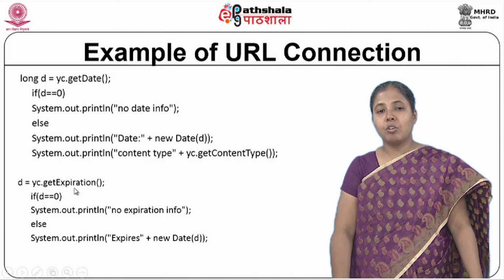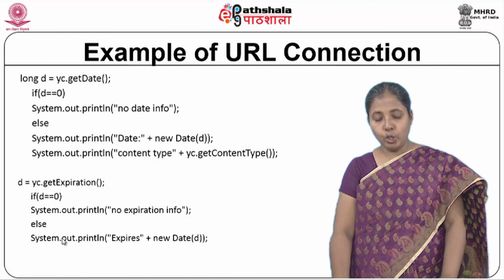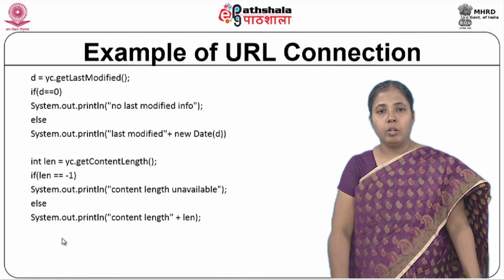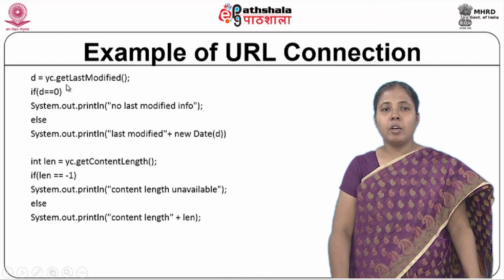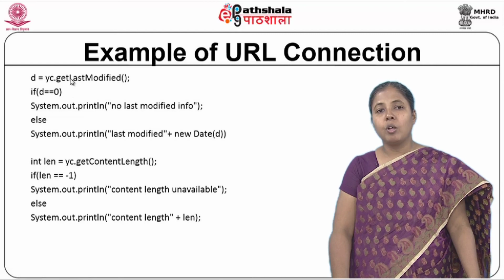So, getExpiration. This is also a date. We try to print the expiration date of the URL resource. And the next one is getLastModified. When the page was last modified, there would be a date associated with the resource. You can use a method called getLastModified and print it; that is also a date.